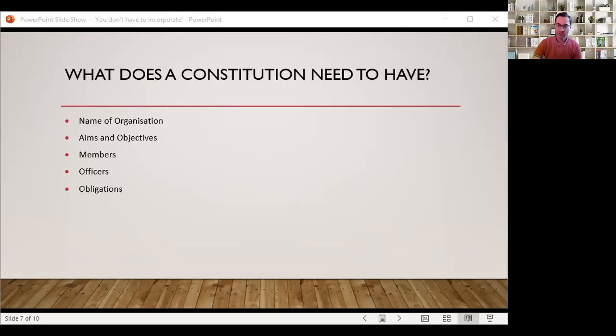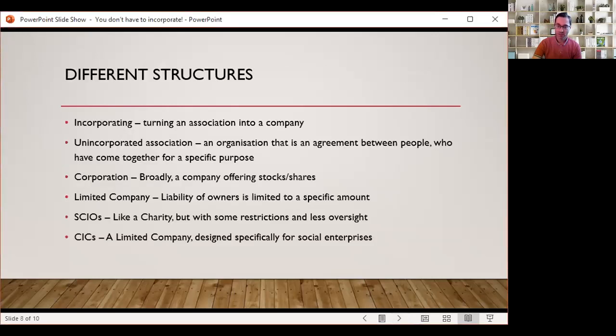What will differ between types of constitutions for each organization will depend largely on whether you're incorporated or a non-incorporated organization. So then what is the difference between these? Incorporating is essentially turning an organization or group into a company. An incorporated company is a separate legal entity in its own right, recognized by the law.